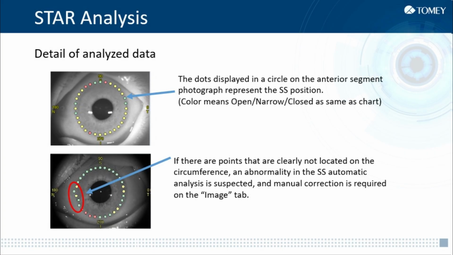The dots displayed on the anterior segment picture indicate the position of the SS and the angle condition. The colors have the same meaning as in the previous chart. It is said that the SS position is basically on the circumference, so if there are points that are clearly not located on the circumference, an abnormality in the SS automatic analysis is suspected. In that case, please modify the SS on the Image tab.